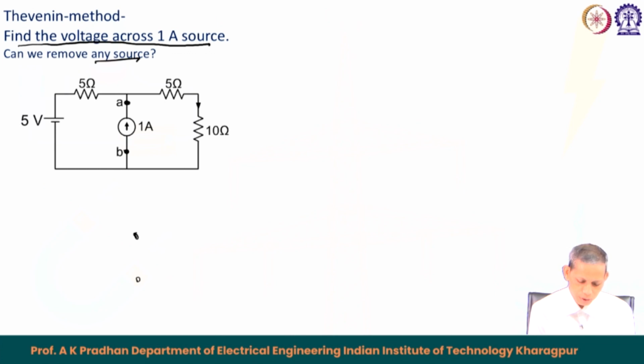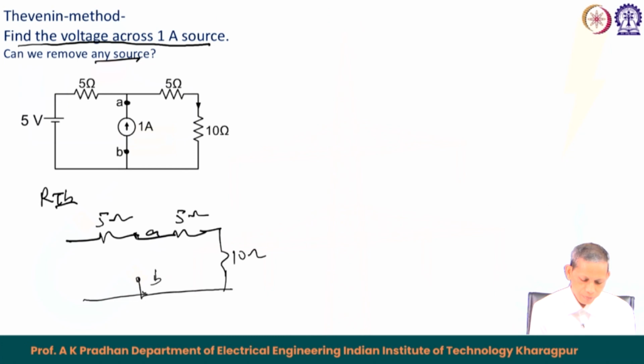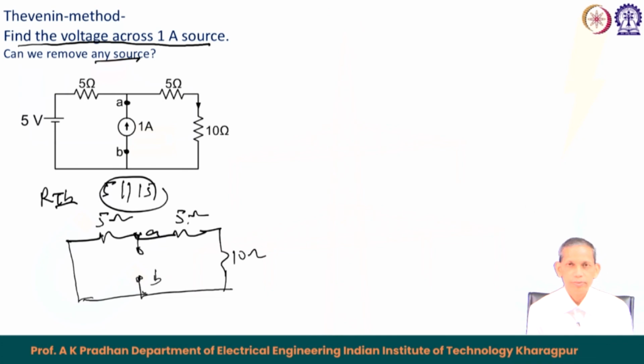So, here this is AB. We remove the 1 ampere source, and then we find the corresponding RTH. So, that becomes 5 ohm here, and towards this side also 5 ohm, and this is 10 ohm, and towards this side is nothing but a voltage source. So, for RTH this will be shorted. Across this AB terminal we find the resistance RTH. So, this becomes 5 in parallel with 5 plus 10, that is 15. So, this is RTH.